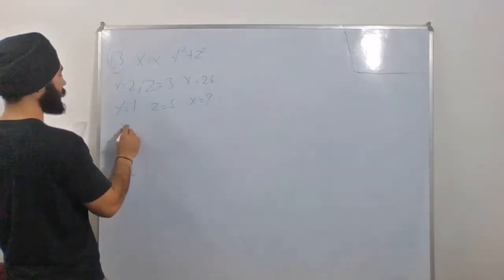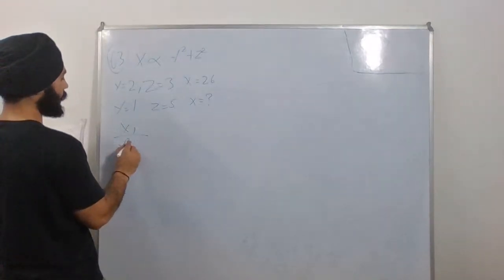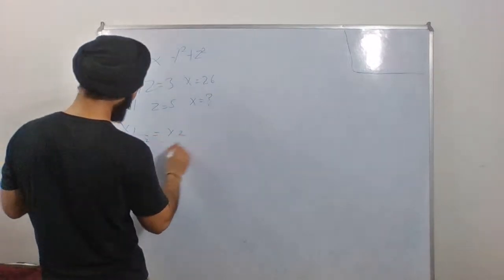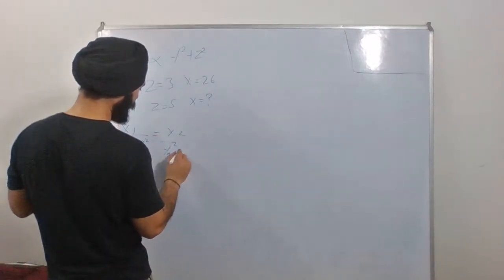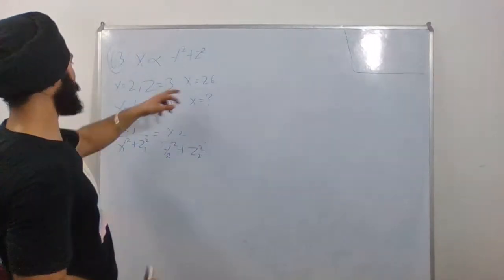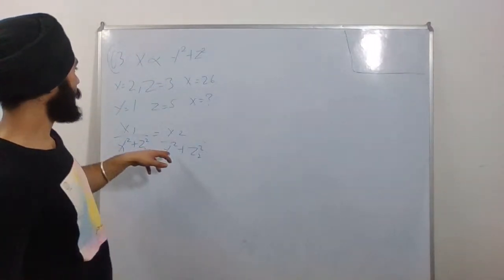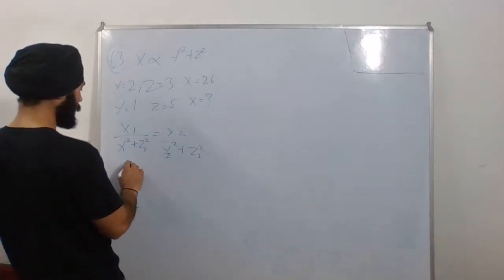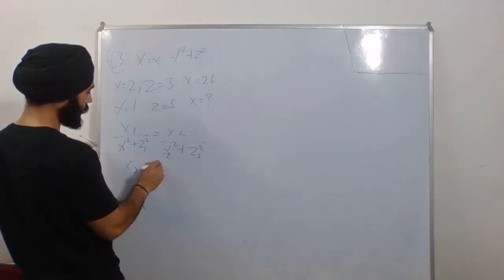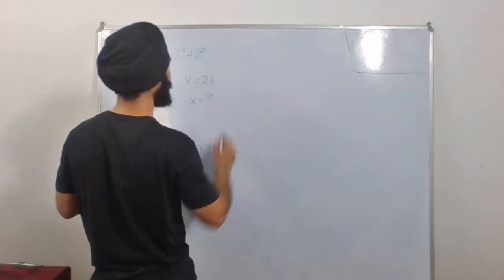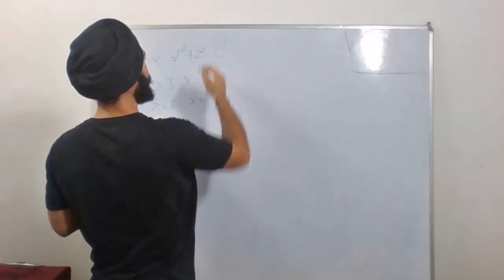It is simple, brother. x1 by (y1 square plus z1 square) is equal to x2 by (y2 square plus z2 square). The value of x1 is 26, y1 and z1 are 2 and 3, y2 and z2 are 1 and 5, and the value of x2 will come from here. It is very easy, the value of x2 will come. Simple question, you can do it on your own. Now question number 64.